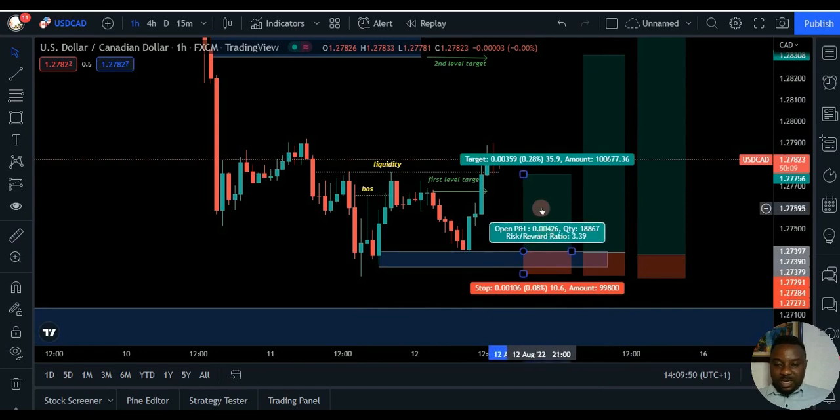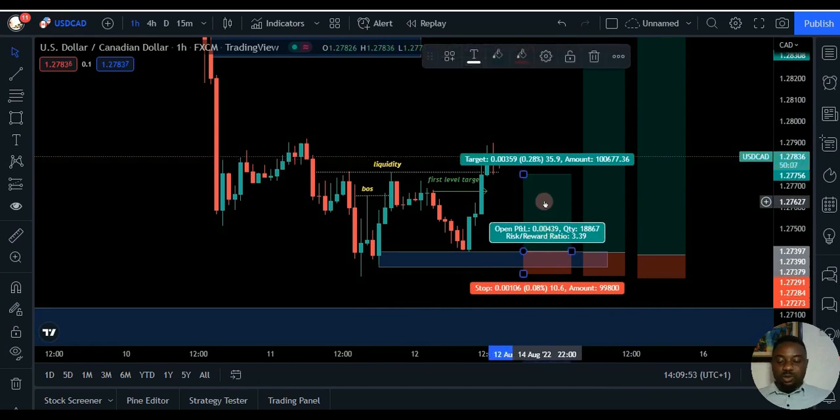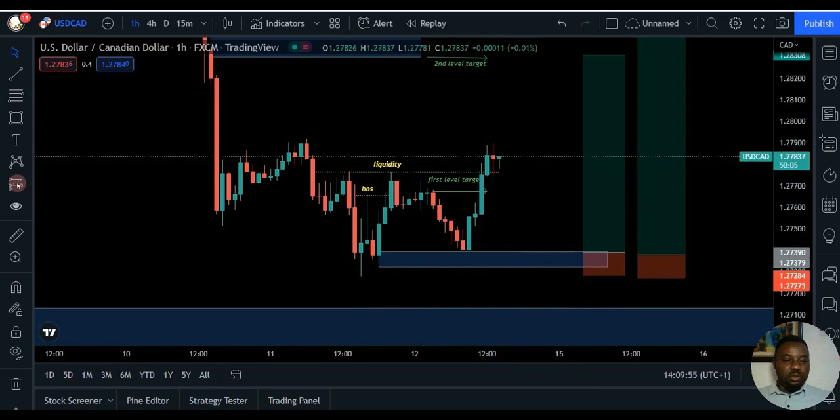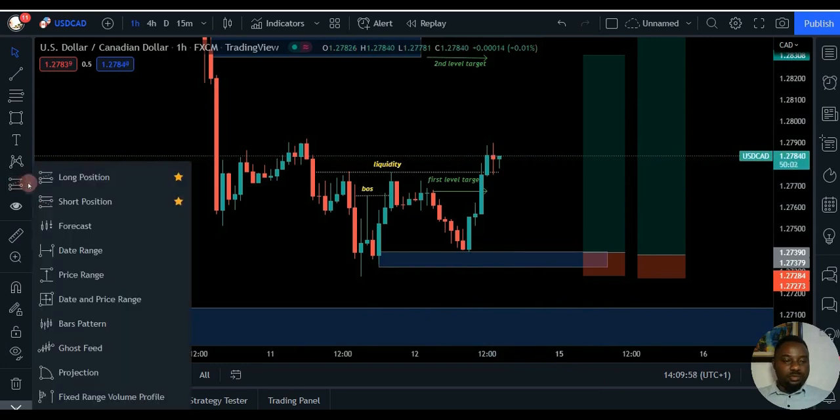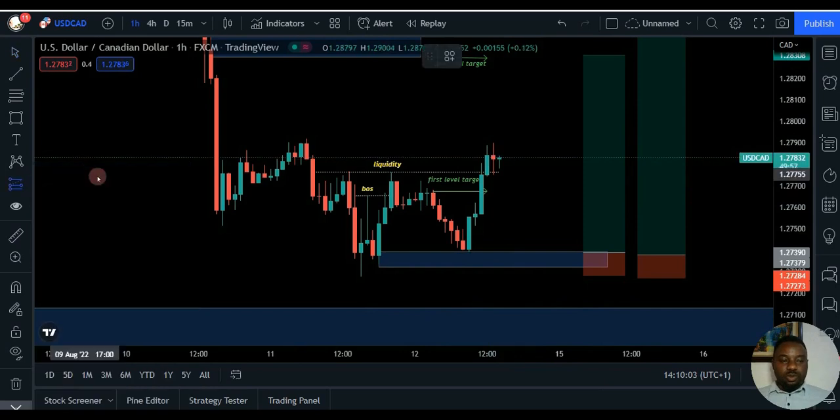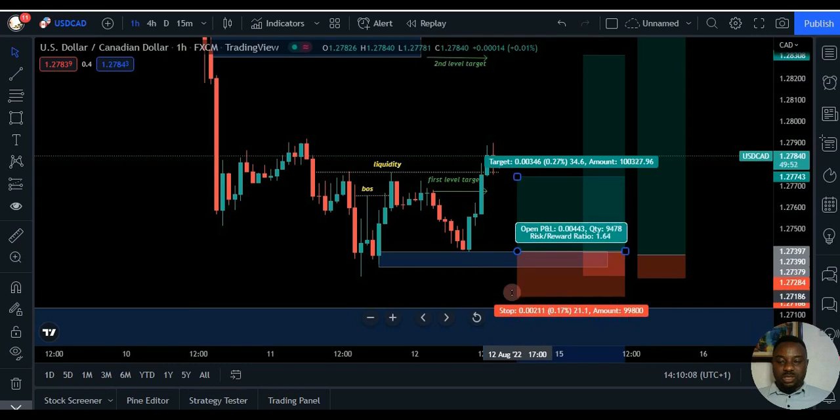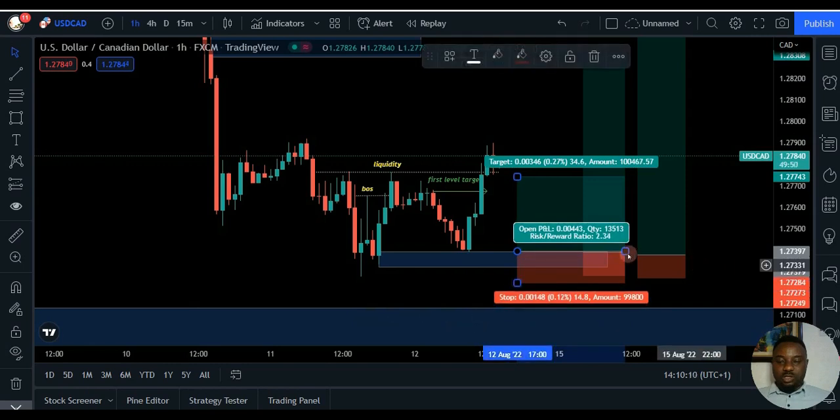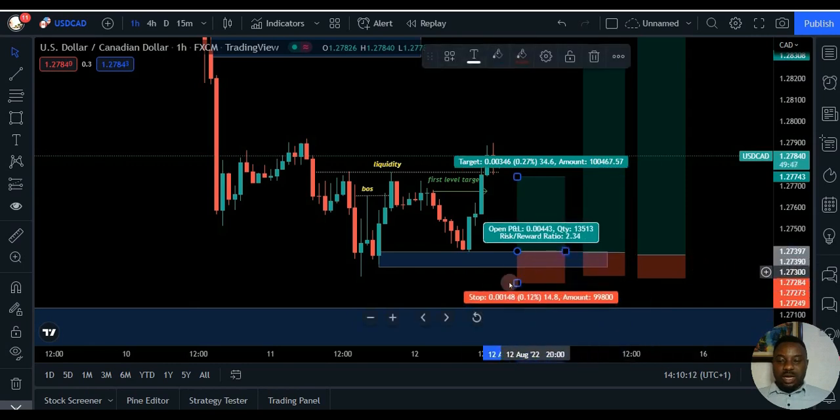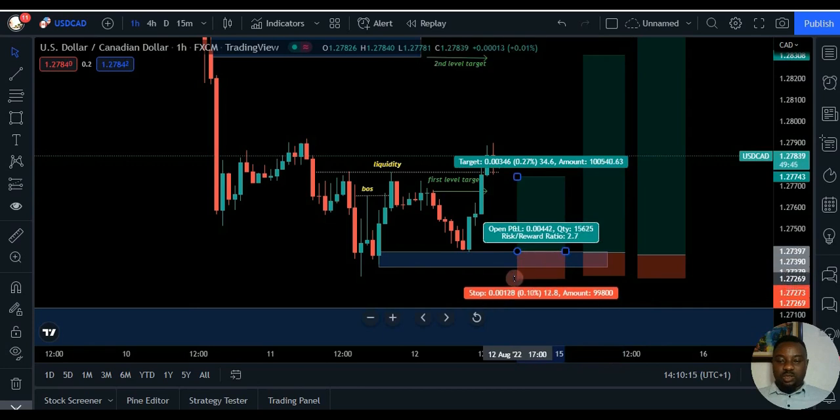Now, if you check this, for those that don't know how to use this, I'll just teach you. It's called the long position tool. You pick the long position tool and place it at the price where you want, then also adjust it to where the stop loss is. So now the red part indicates your risk, while the green part indicates your reward.